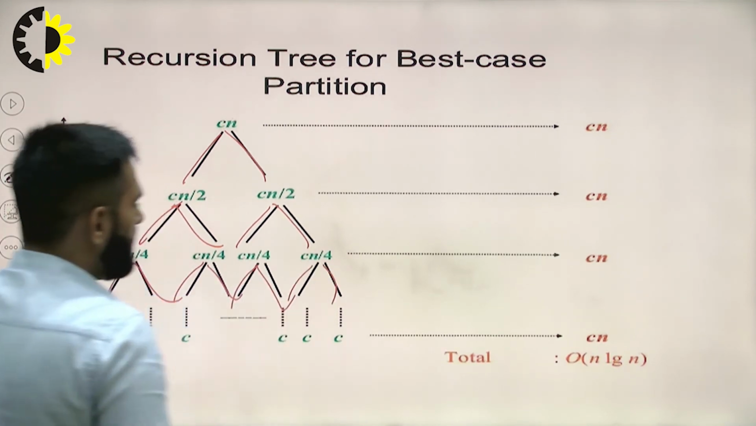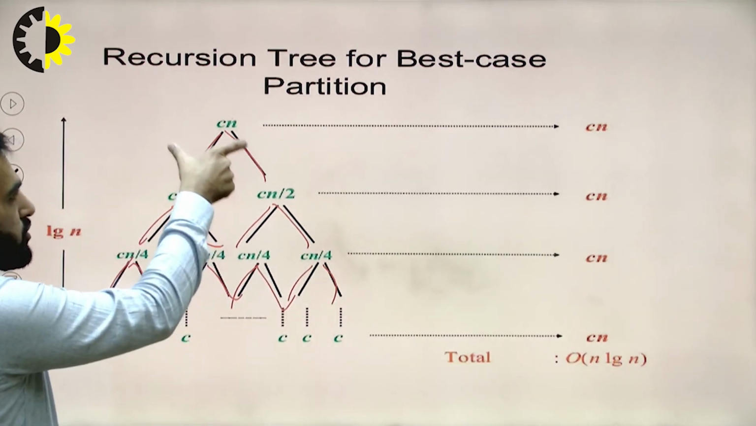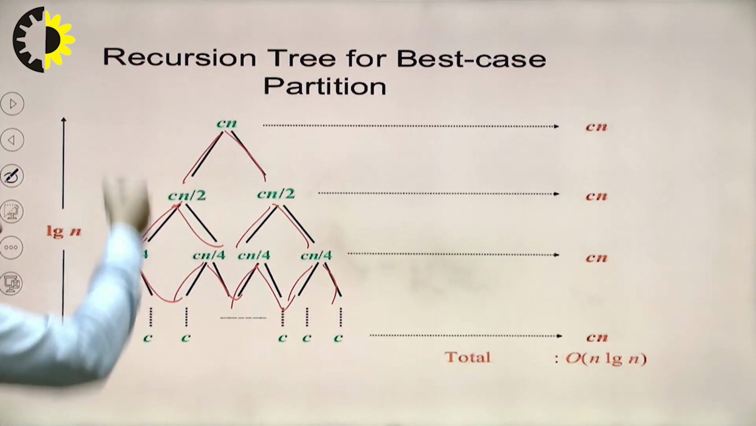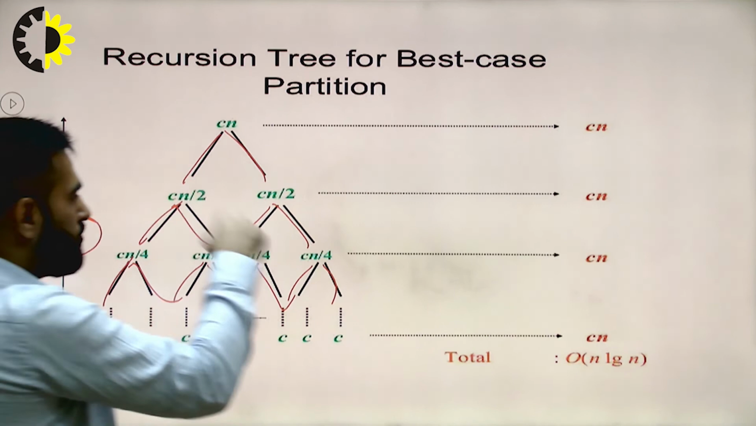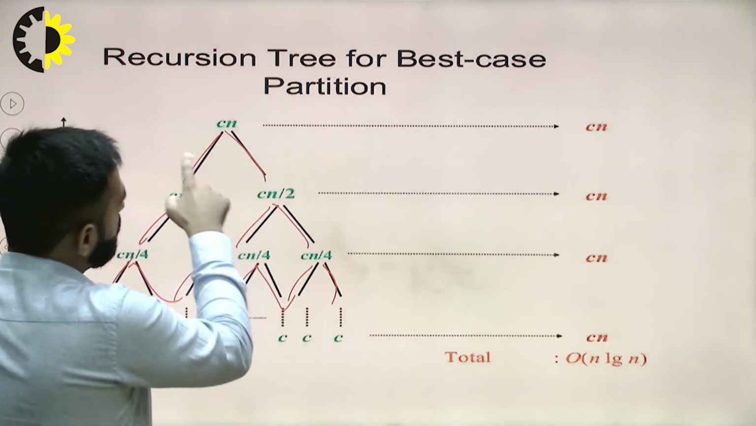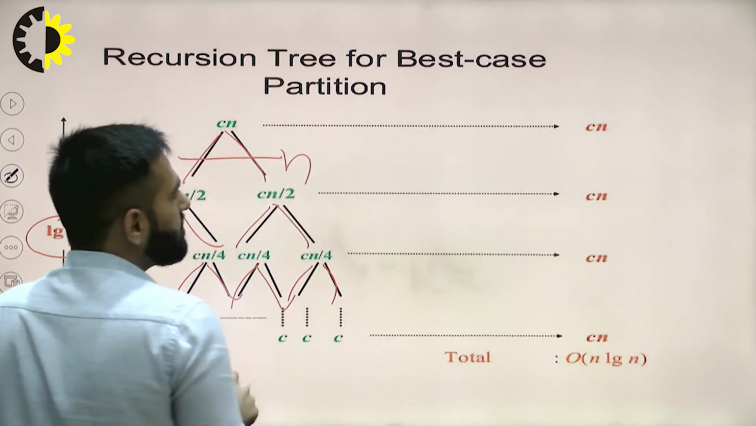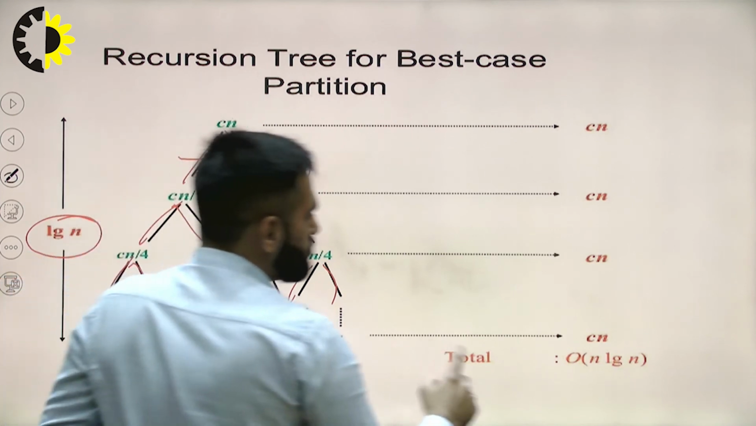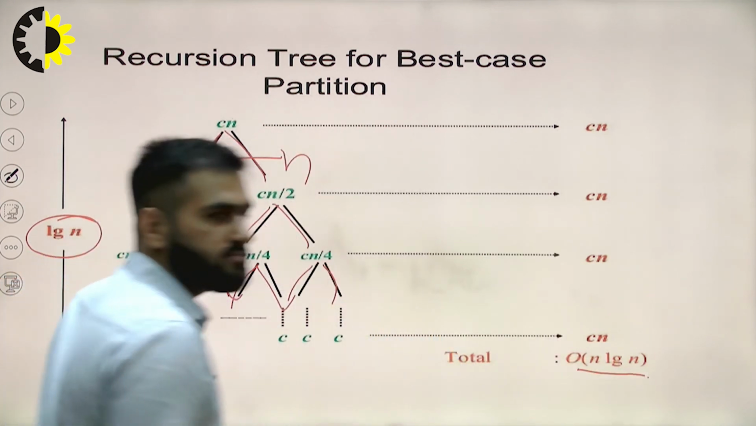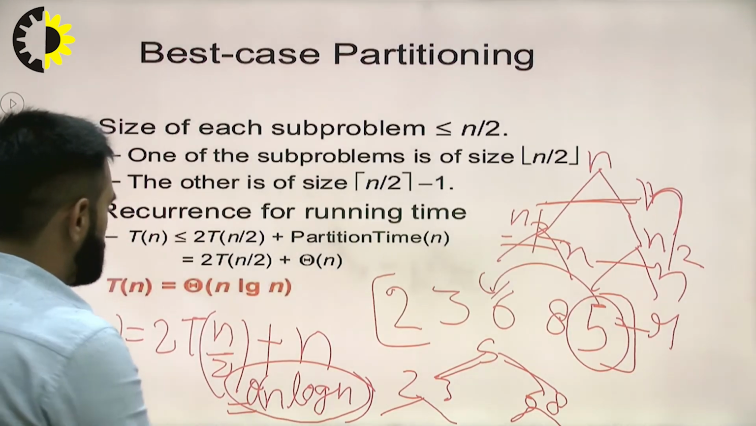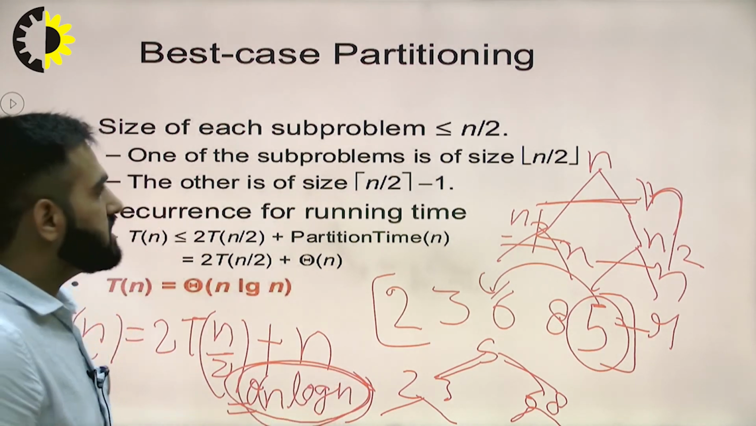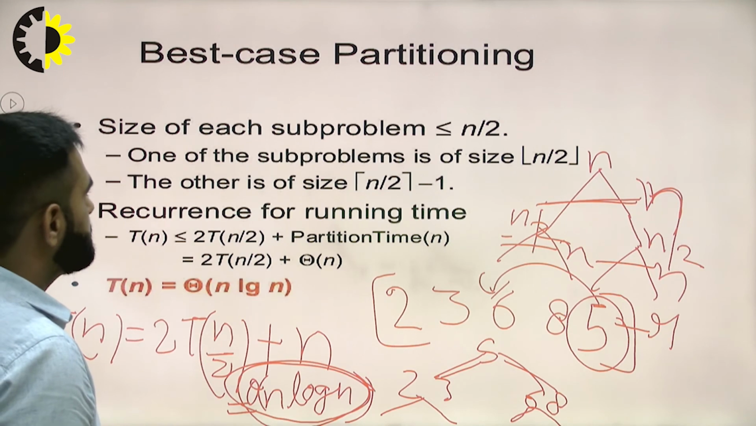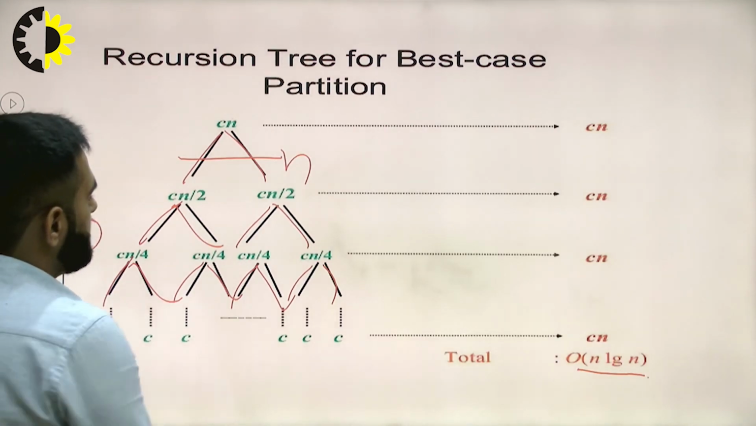Now, when we are dividing the array or the problem into two equal parts, the height of the tree is what? Log n. Always equal, always equal, always equal, and the cost of each division is n. So how much is our total cost? Total cost is n log n, and we have seen here also n log n. So this is the best case partitioning. This is the recursion tree for the best case.